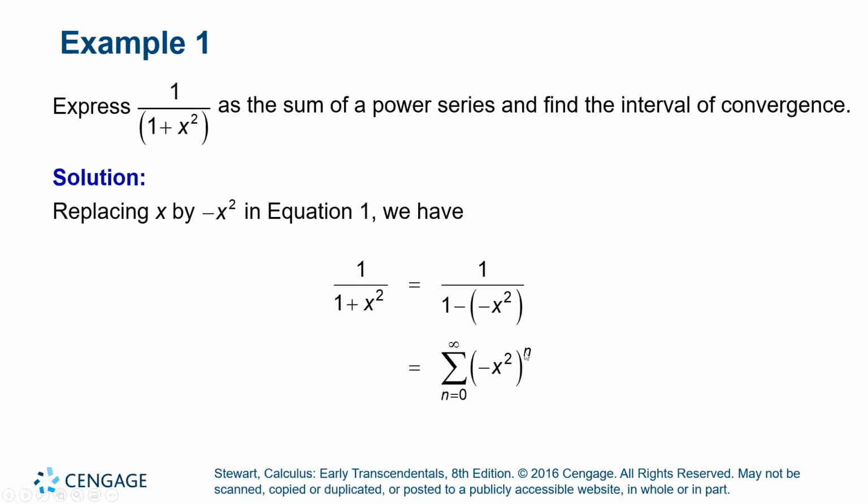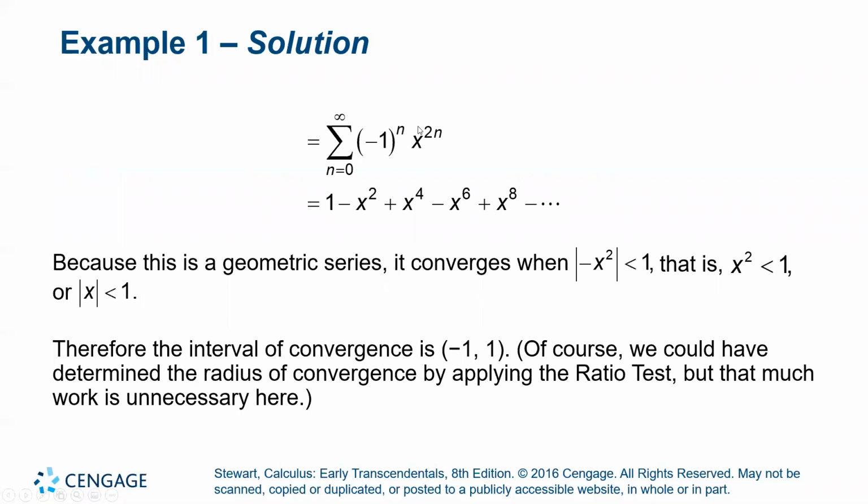Remember, the way you combine those exponents is with multiplication. So this is 2 times n. So we have x to the 2n left over after we pull out that negative. And then here's just the first several terms of that sum so that you can understand what it fully looks like. Okay, and this is still a geometric series, which means we know it converges whenever the negative x squared term is less than 1.